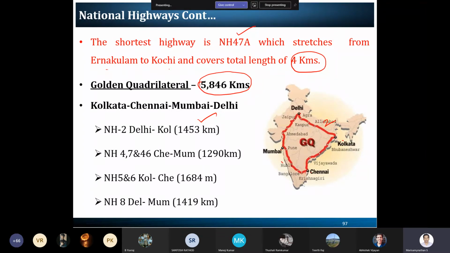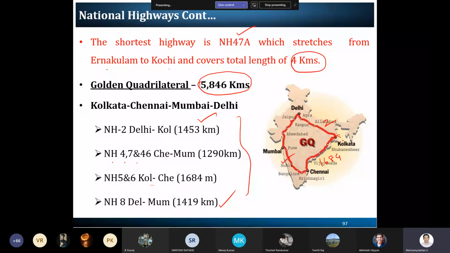Chennai to Mumbai is 1290, so it is transferring from National Highway 4 to 7, 7 to 46. And the longest length is Kolkata to Chennai, 1684, which is crossing Andhra, Odisha, and reaching West Bengal, which is nothing but Kolkata, with a length of 1684. Finally, Delhi to Mumbai, 1419 kilometers. So this is a notable achievement.